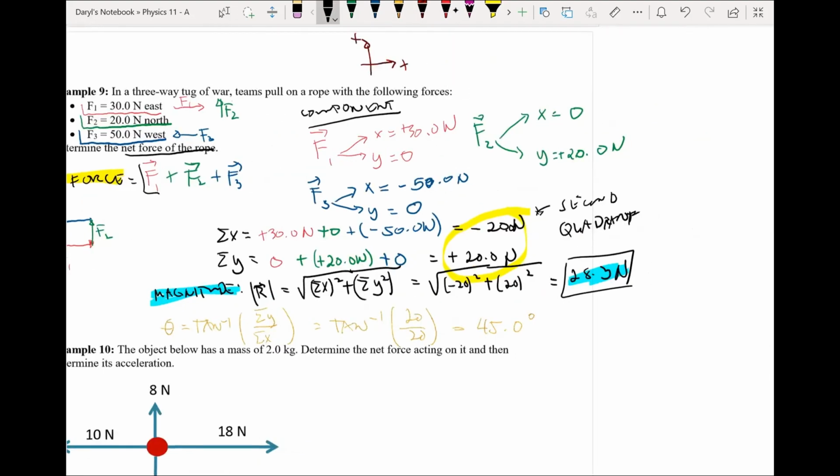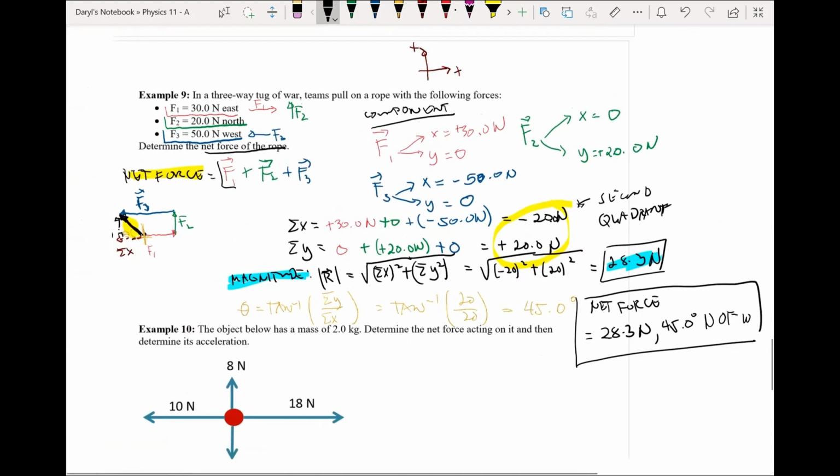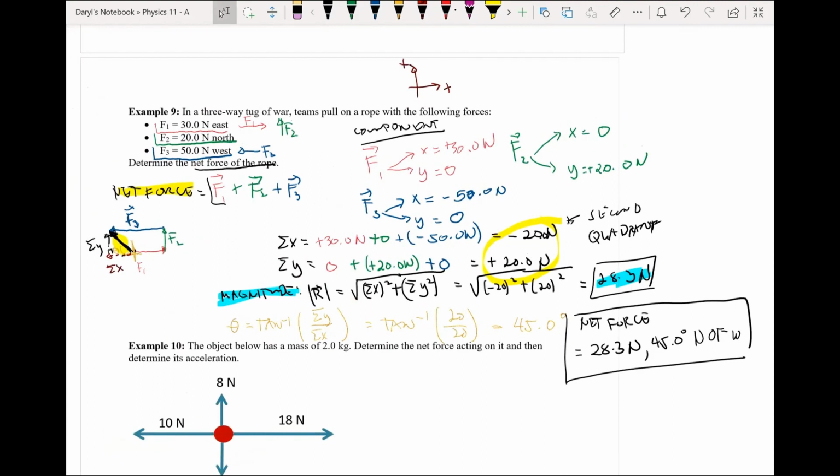So the net force would be the combination of your magnitude and direction. That would be 28.3 newtons, the magnitude, and then 45.0 degrees north of west. So this would be the final answer. And yeah, it's 45 degrees north of west. Or sometimes if it's 45 degrees, you just say north of west. That would be acceptable, or even west of north, because anyway, it's just in the middle between north and west.